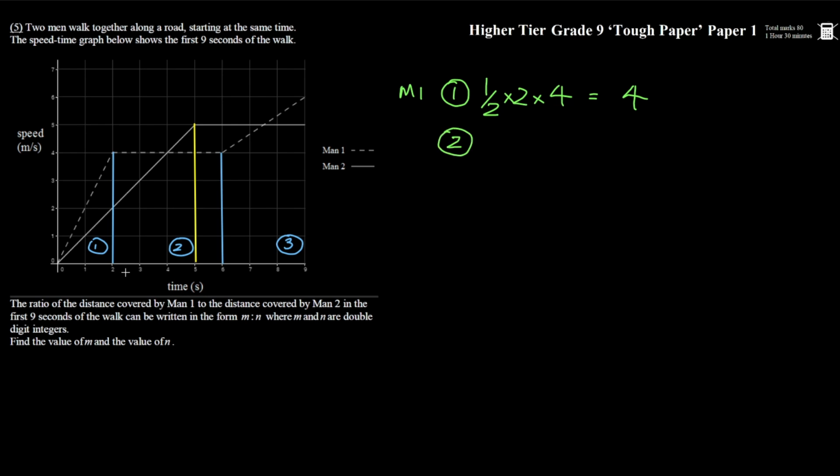Distance 2. Down below here is 1, 2, 3, 4. 4 times 4. So this is 4 times 4, 16.